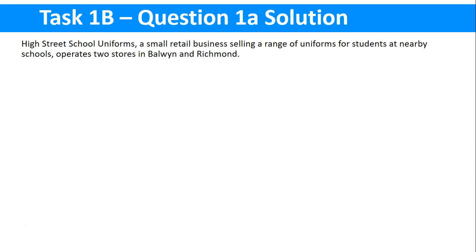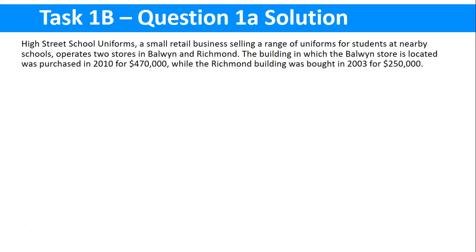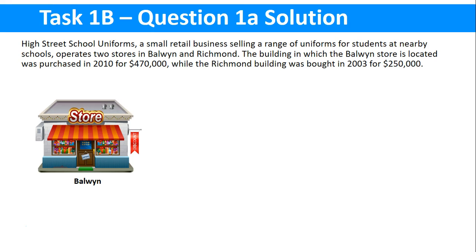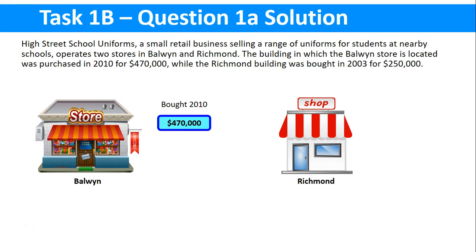High Street School Uniforms, a small retail business selling a range of uniforms for students at nearby schools, has 2 stores in Balwyn and Richmond. The building in Balwyn was bought in 2010 for $470,000, while the Richmond building was bought in 2003 for $250,000. So both businesses came with a cost price: Balwyn's is $470,000, Richmond's is $250,000.